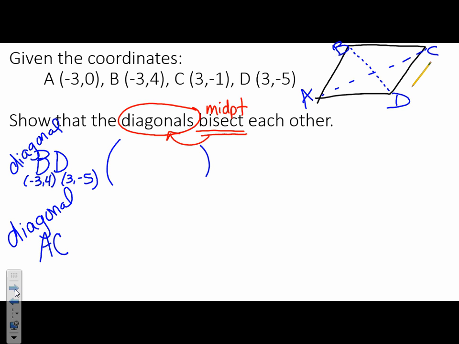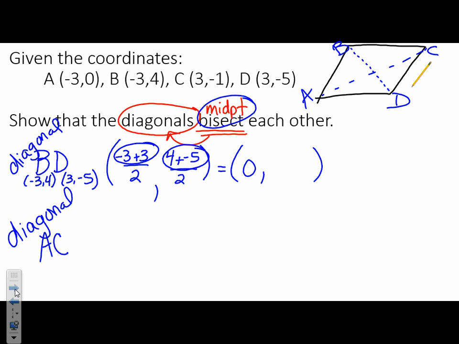I'm going to use the midpoint formula to prove that it's cut in half, or in fact, that I found the middle. The midpoint formula has a comma in between, just like last time. And this time we add the x's and y's together. So negative 3 plus 3, the two x values, divided by 2. And then 4 plus negative 5, the y values, divided by 2. The first part, negative 3 plus 3 is 0, divided by 2 is still 0. Negative 1 divided by 2 is negative 1/2. So the midpoint from B to D is 0, negative 1/2.